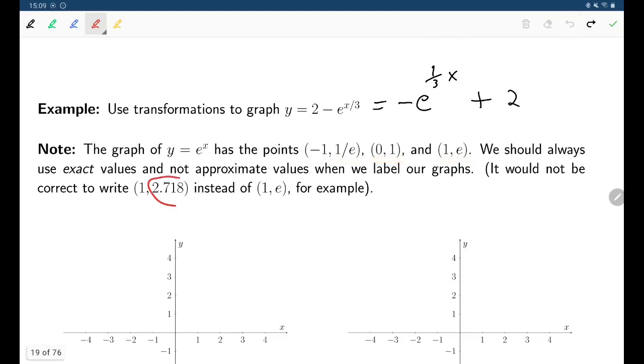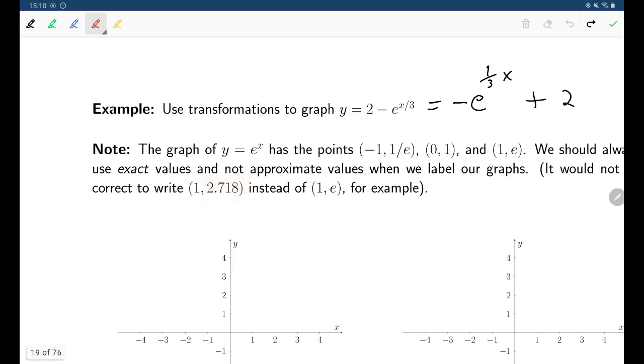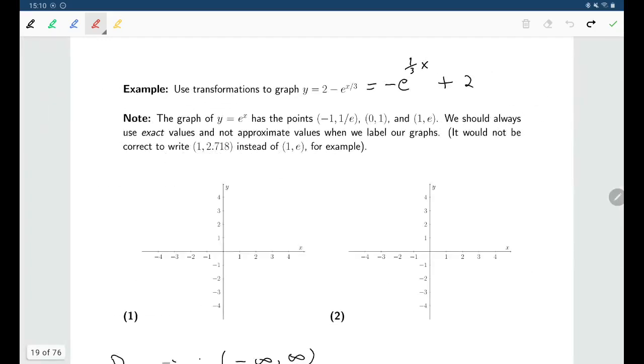If I decide to use my calculator to figure out roughly what e is equal to, 2.7-ish, I would be wrong if I labeled my point with 1 comma 2.718, because e is not the same thing as 2.718. e is close to this, but close to is not the same thing as exactly equal to. So when I'm graphing this, although I might use my calculator to figure out roughly where the y-coordinate should be on my graph, when I label things, I will be labeling them with their exact values.